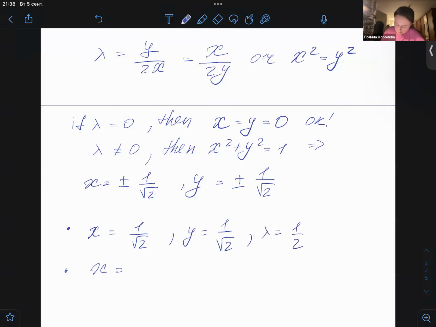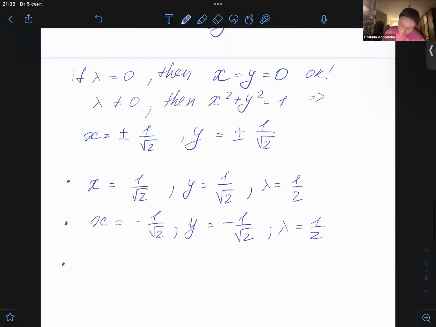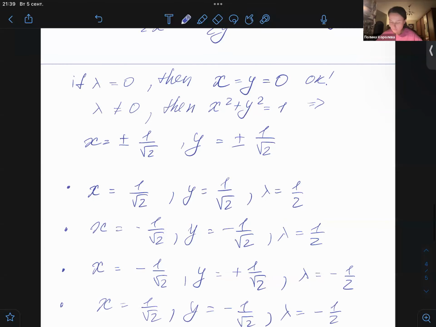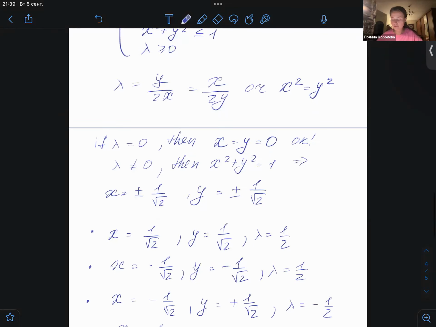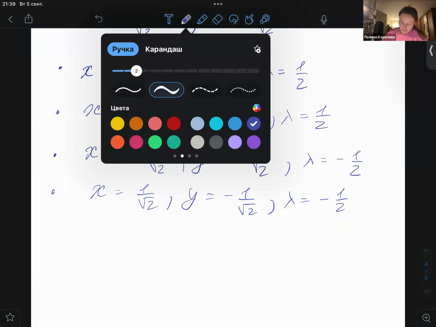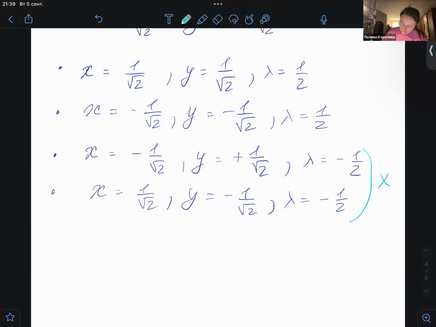And the next point, x minus 1 over square root of 2, y minus 1 over square root of 2, and the Lagrange multiplier is the same. Then we have the other 2 points, x minus 1 over square root of 2, and y plus. In this case, the Lagrange multiplier has a negative sign. And here also a negative sign. As we see, for maximum, our Lagrange multiplier should be greater or equal than 0. So we take our last 2 cases out of consideration. They will be for minimum. So we do not use them because they are less than 0.